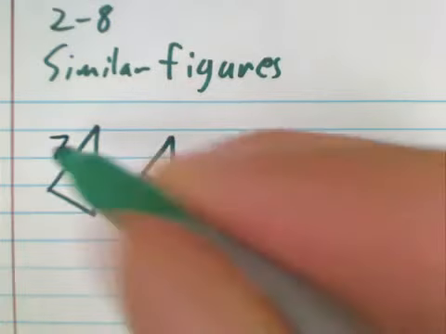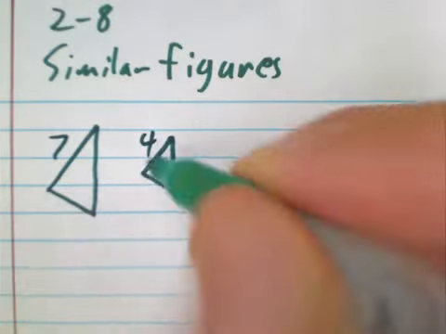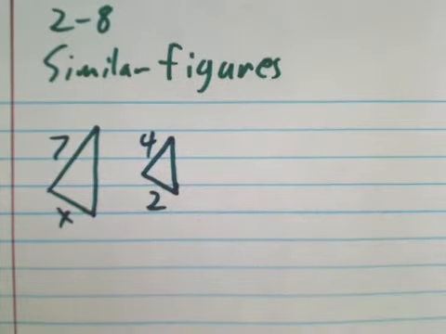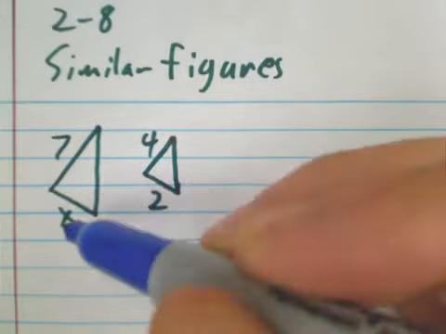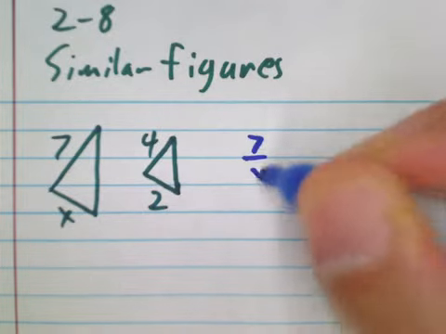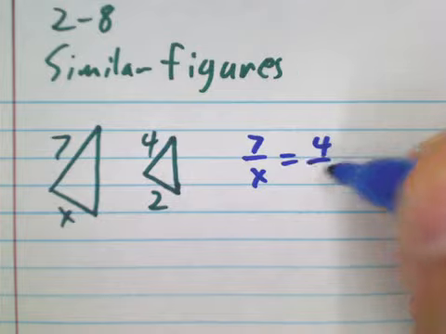So I can label some sides 7, 4, x, and 2. If these are truly similar, you can make a proportion out of these and solve that and find the missing side. Sometimes you can almost see it in the problem itself. You see 7 over x here and 4 over 2 there. That's how you write out the proportion.